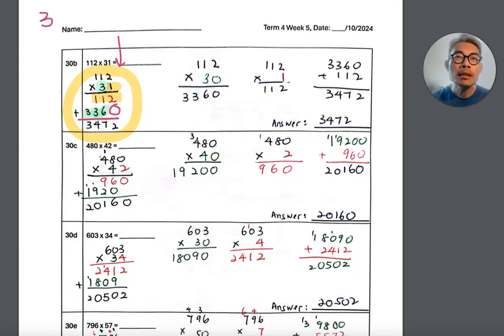Now, if you find this difficult, what you can try is to see 31 as 2 numbers, 30 plus 1. Then you multiply them separately. For example, 112, instead of multiplying by 31, you multiply by 1. Very simple, right? Anything times 1 is just the number. Next one, you multiply by the tens, which is 30 here.